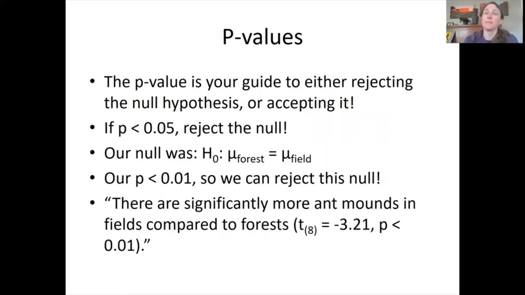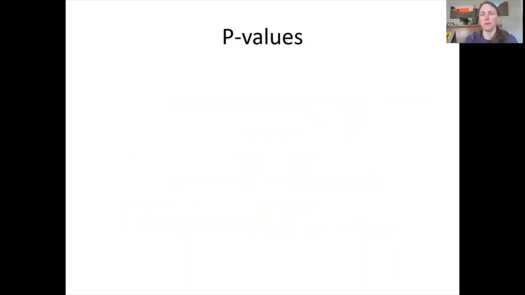And we could say, after looking at the data and noticing that there are more ant mounds on average in the field, there are significantly more ant mounds in fields compared to forests. And then we would put our statistics in parentheses as evidence to support that claim. That's where statistics belong. They don't belong as nouns in your sentences. So you would say, there's significantly more ant mounds in fields compared to forests, and the evidence in parentheses is t with 8 degrees of freedom is -3.21 and p less than 0.01. So p-values are part of the evidence from the statistical test.